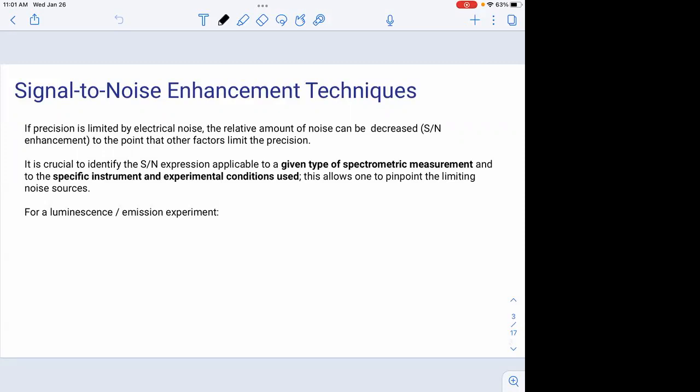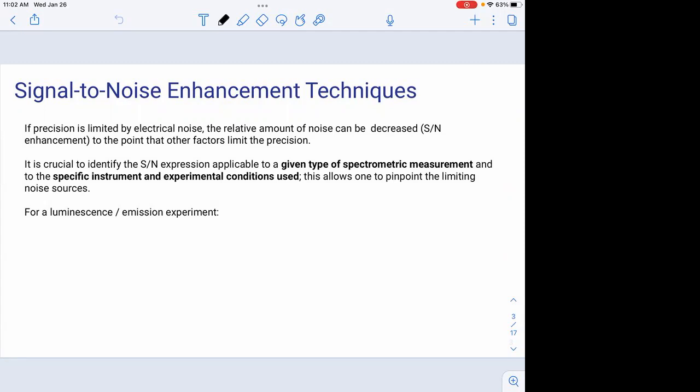If precision is limited by electrical noise, which in a lot of instruments is the limiting factor for precision measurements, the relative amount of noise can be decreased to the point that other factors limit precision. It's hard to do, but it's possible. But in order to do it, you have to know what your sources of noise could be, and then do a little bit of troubleshooting to find them. So let's do an example.